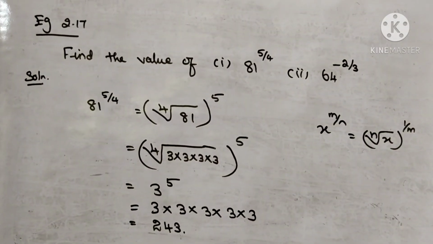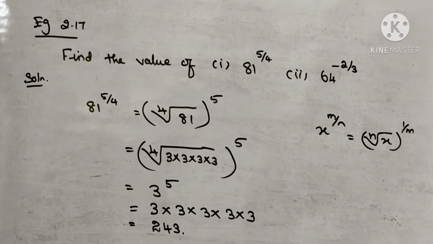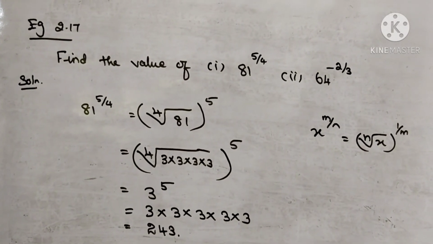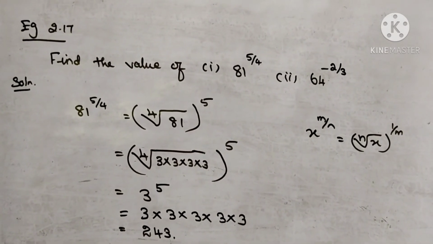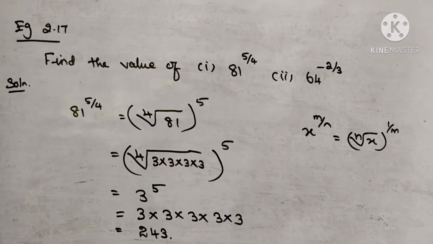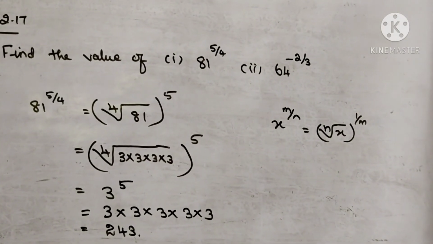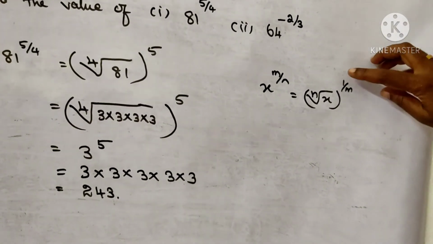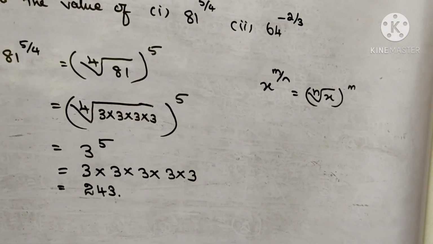Listen to the next example, 2.17. Find the value of 81 the whole power 5 by 4 and 64 the whole power minus 2 by 3. Listen to the solution, first part: 81 power 5 by 4. We already studied one result: x power m by n we can write as the nth root of x the whole power m. So we substitute this result.